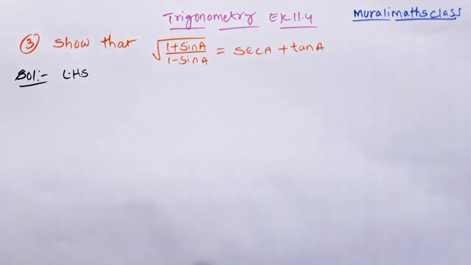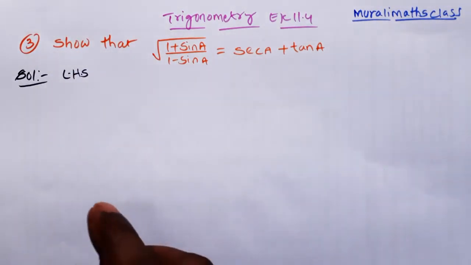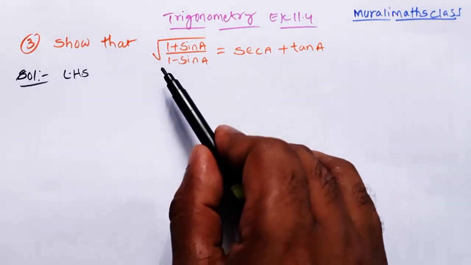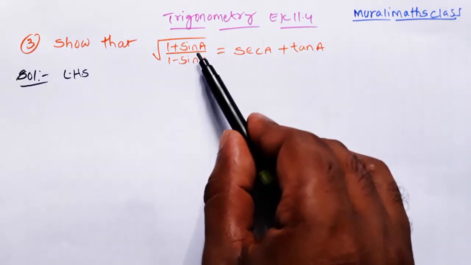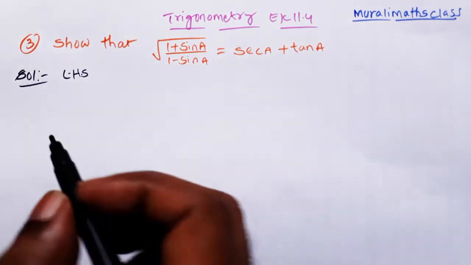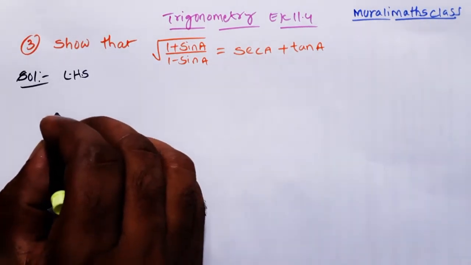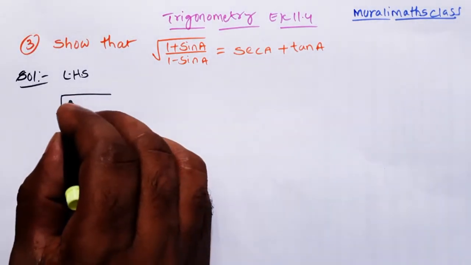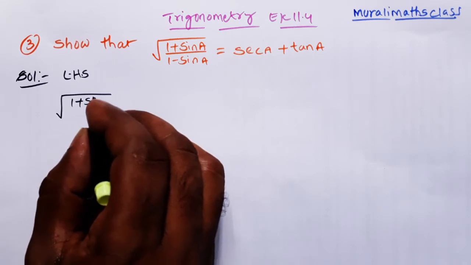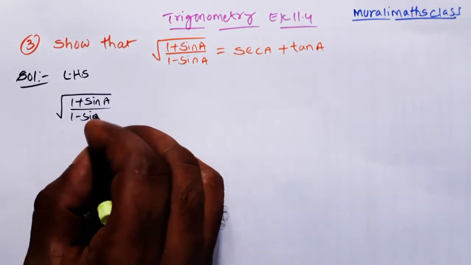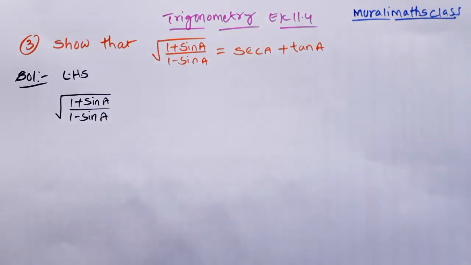The left hand side is what I am taking now. In the left hand side we have square root of (1 plus sin A) divided by (1 minus sin A). Write this first: square root of (1 plus sin A) divided by (1 minus sin A). This is the left hand side we have. Now we need to simplify this.